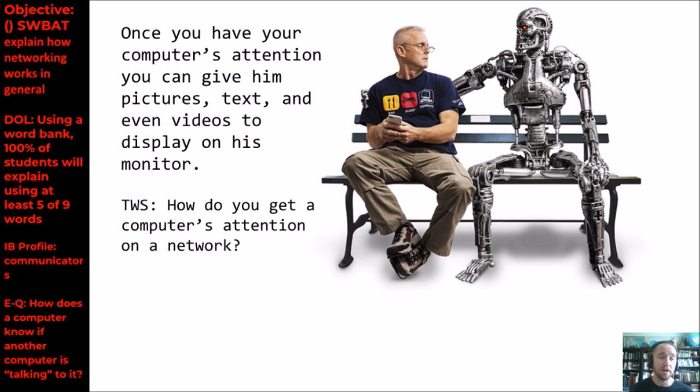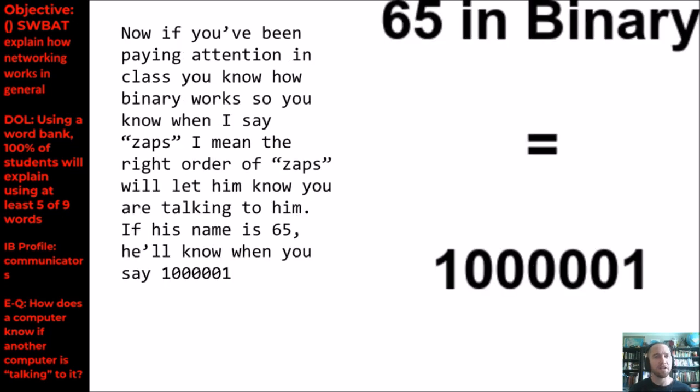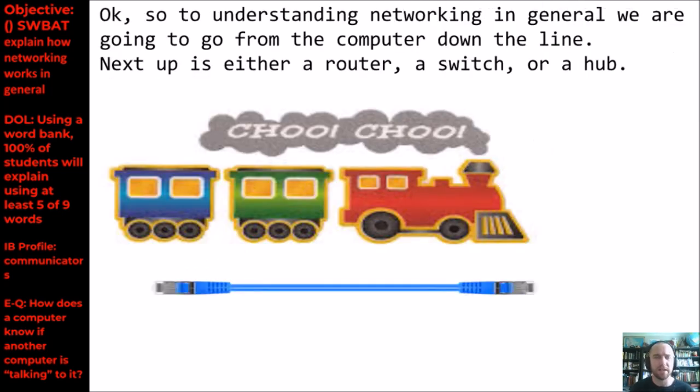Your think right share here is, how did I say you get your computer's attention on a network? And I know some of you are going to make the joke I'm thinking you're going to make when you answer that think right share. So you've been paying attention in class, right? You know how binary works. So when I say zaps, I mean the right order of zaps to let the computer know you're talking to him. If his name is 65, he'll know when you say 1000001, okay?